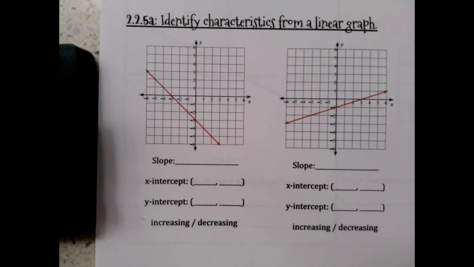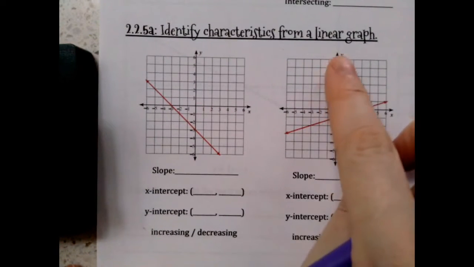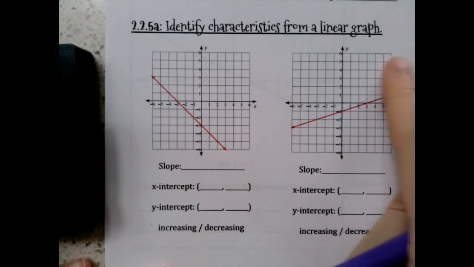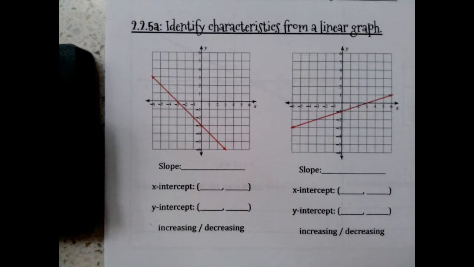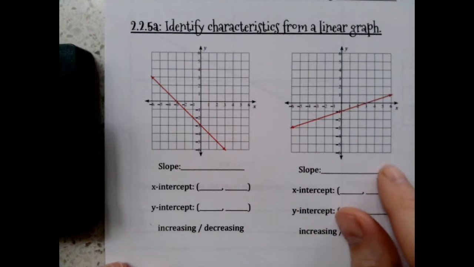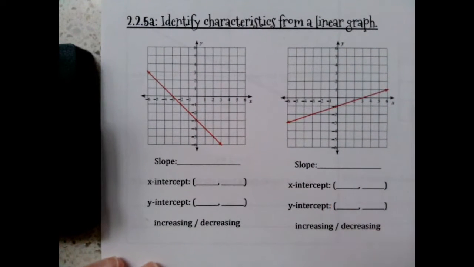Let's go through how to identify the characteristics from a linear graph. We're going to be asked these 4 characteristics from both a graph, which is this target, and then the equation, which is the next target. From a graph, I like to go in order of what I think is easiest to hardest.